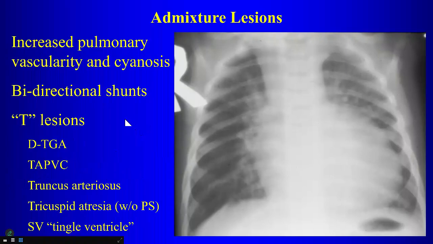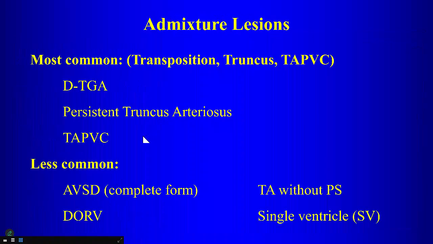So there will be increased pulmonary vascularity, there will be cyanosis, but there will be bidirectional shunting. So it's the right to left shunting component that gives you the cyanosis, and the left to right shunting component that gives you the increased pulmonary blood flow. As long as there isn't pulmonic stenosis, they will have increased pulmonary blood flow because of the decreased resistance through the pulmonary circulation whenever you have shunts that are available.